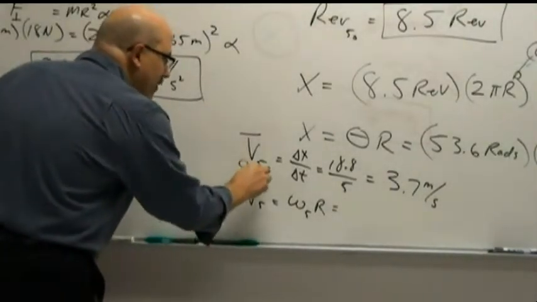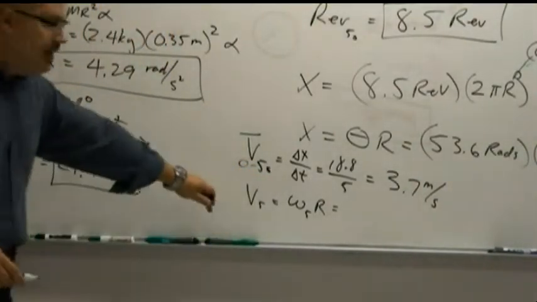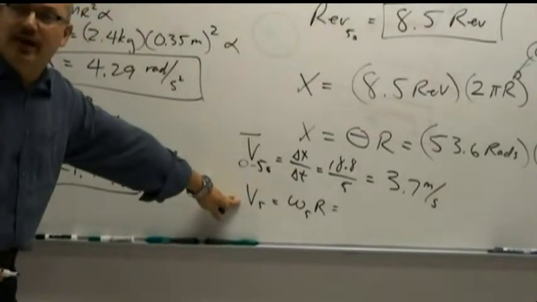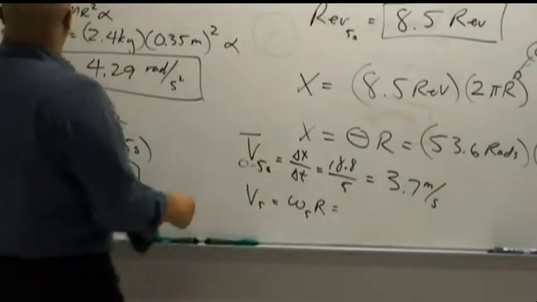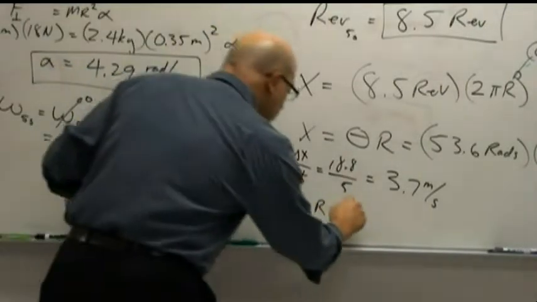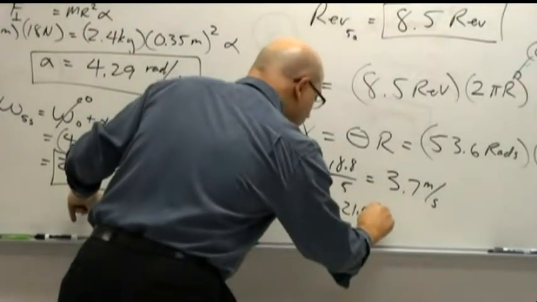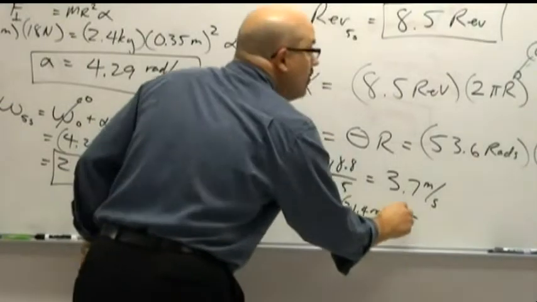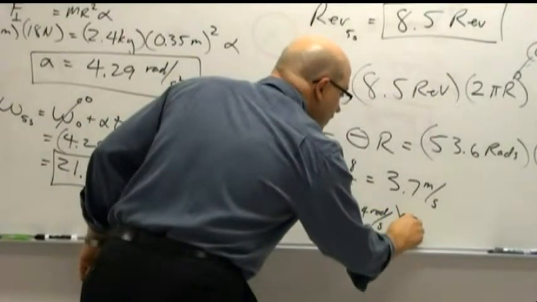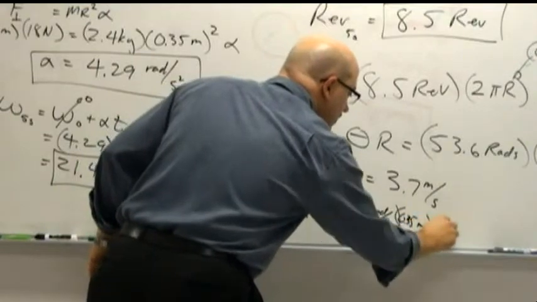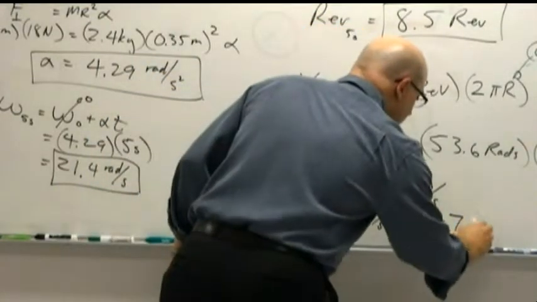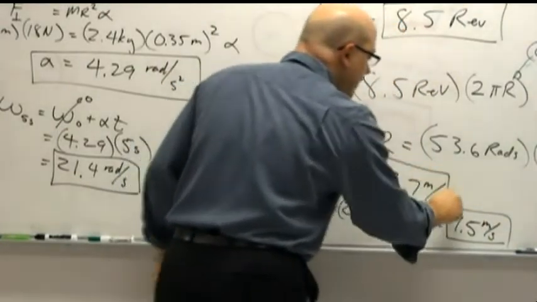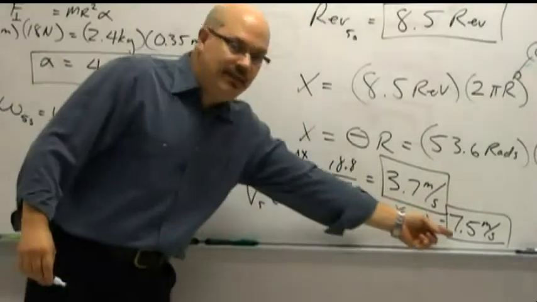This is the average velocity between 0 and 5 seconds. So let's see if this works out. Then this velocity here ought to be the instantaneous velocity at 5 seconds. The instantaneous velocity should be 21.4 rads per second times 0.35 meters. What does that turn out to be? 7.5. Okay, does that look right then? If this is the average, is this the instantaneous?